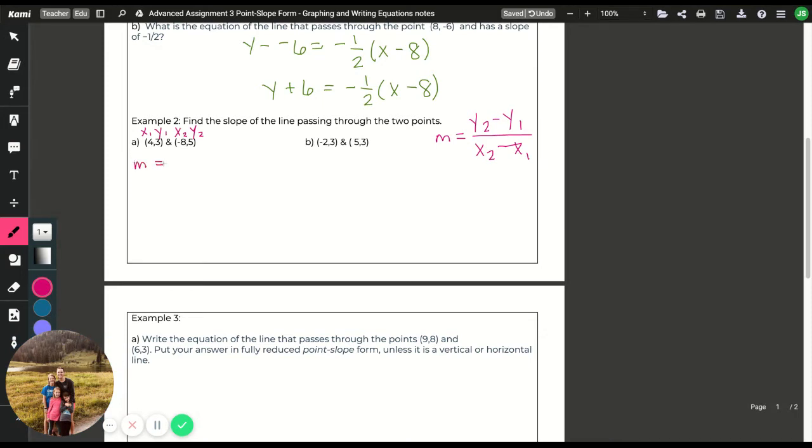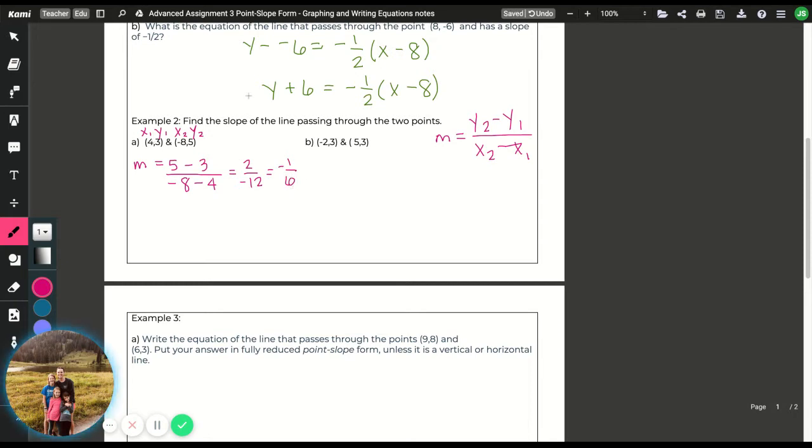So the slope is equal to, I'm going to plug all 4 of these numbers into this slope equation over here. y2 is 5 minus y1 is 3 over x2 is negative 8 minus x1 is 4. So 5 minus 3 is 2 over negative 8 minus 4 is negative 12, which simplifies to negative 1 over 6. So I have my slope now.